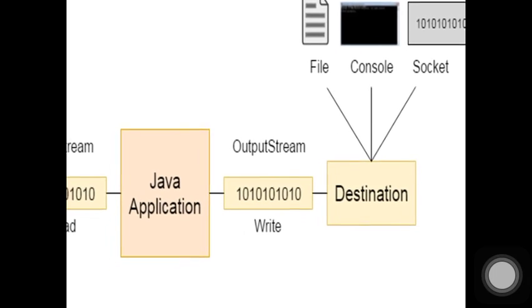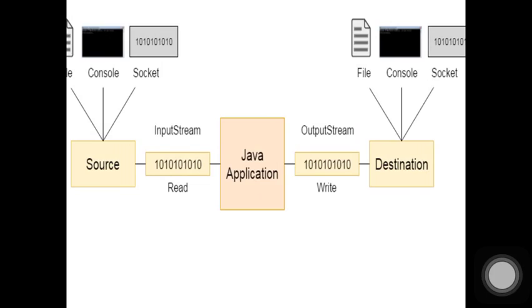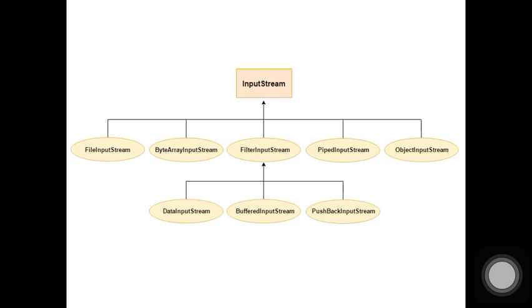So here the output will flow by means of output streams. This simple picture represents how a Java application accepts input from input streams and sends output to output streams. And these are the predefined classes defined for input streams. Usually input streams are file input streams, byte array input streams, buffered input streams, and so on.